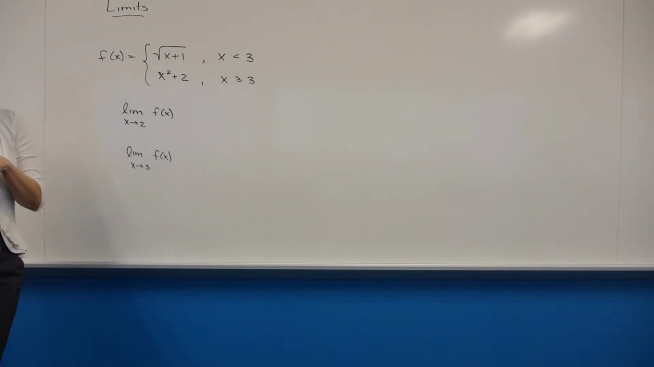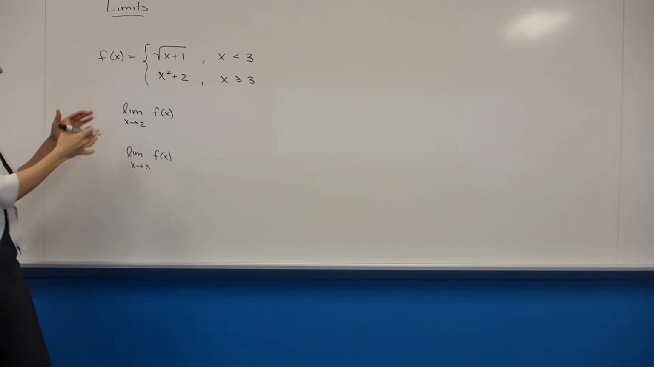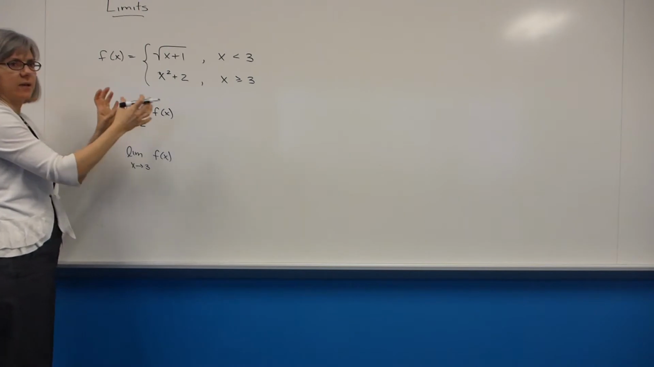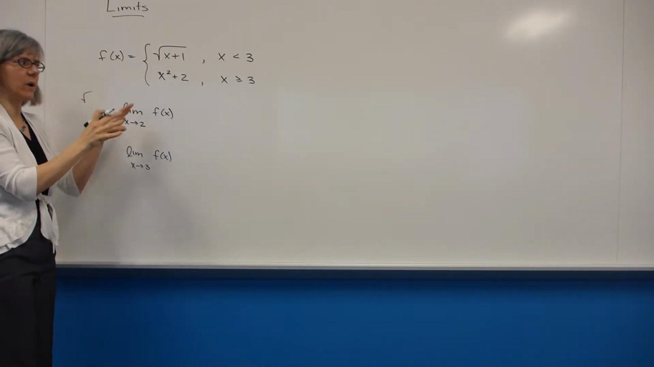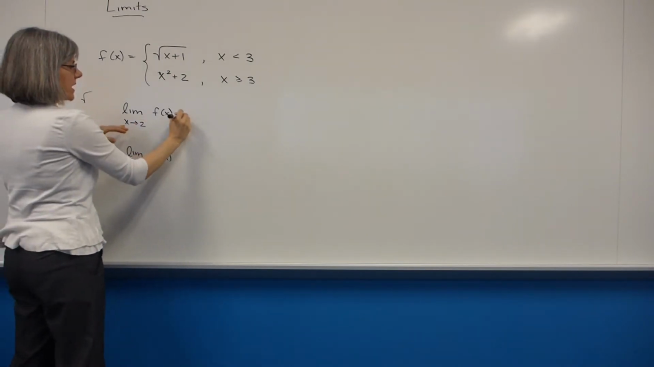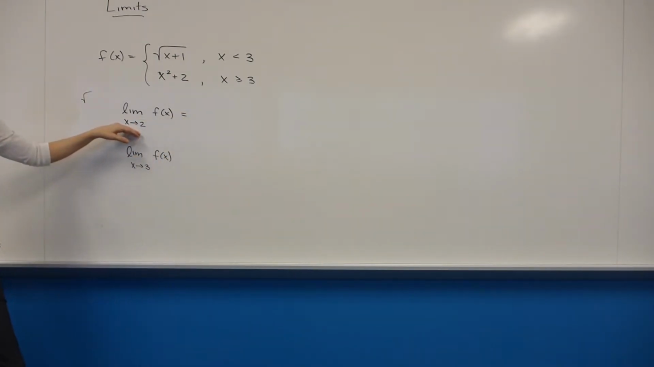On a test, I'm going to want you to indicate to me which definition you're choosing. So don't just write down the answer. You could even just write down, off to the side, the square root of something, somehow show me how you got your answer. So here, as x approaches 2, which definition will I use?